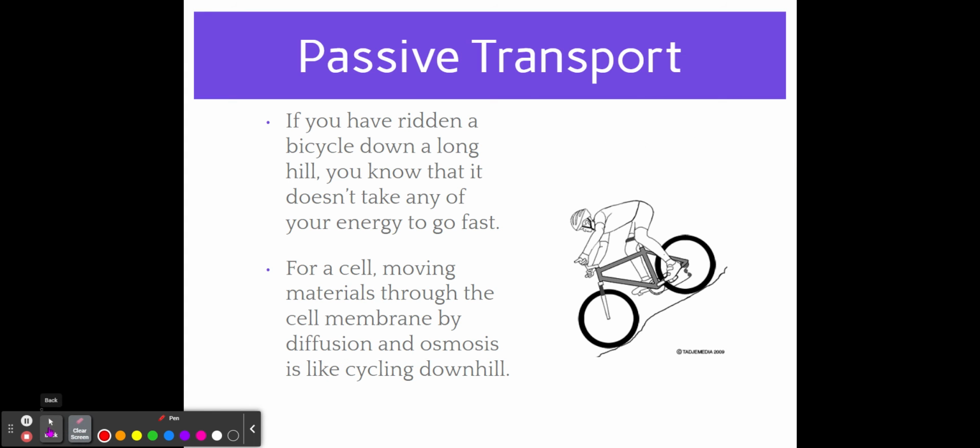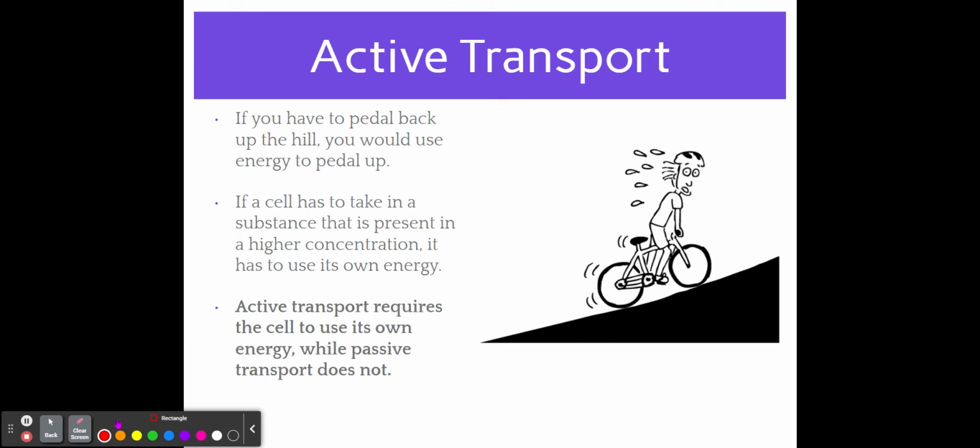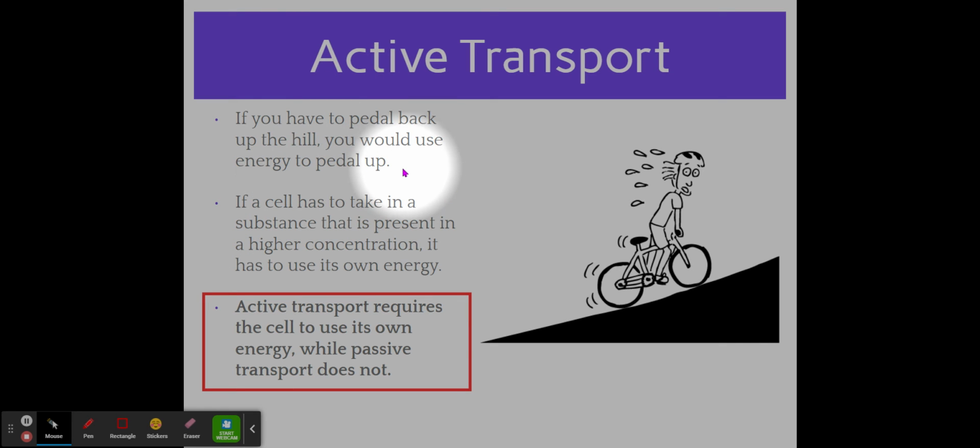All right, clearing the screen. Pause if you need to. Active transport. Active transport requires the cell to use energy. If you have to pedal back up a hill, you're going to use energy pedaling up. If a cell has to take a substance that is present in a high concentration, it's going to use its energy more. So if it needs to get more and more stuff in its cell that it already has a lot of, it's going to require energy.